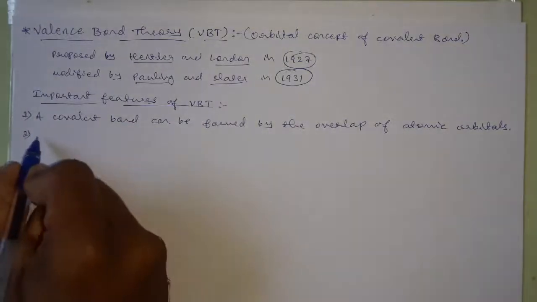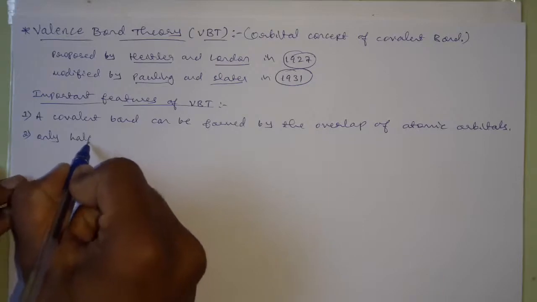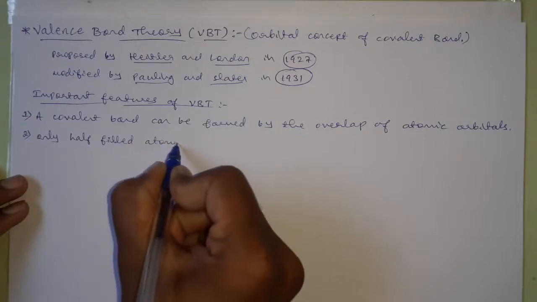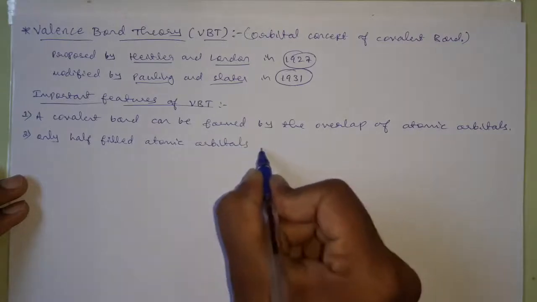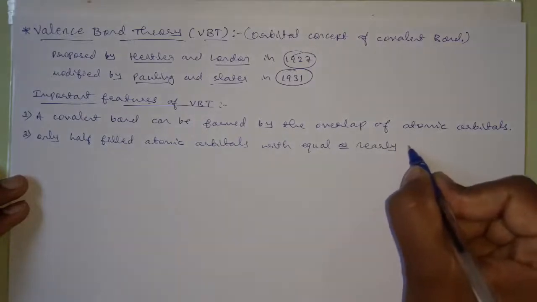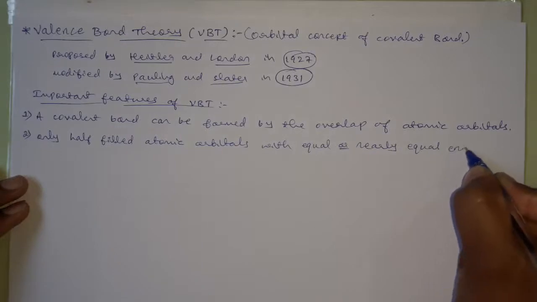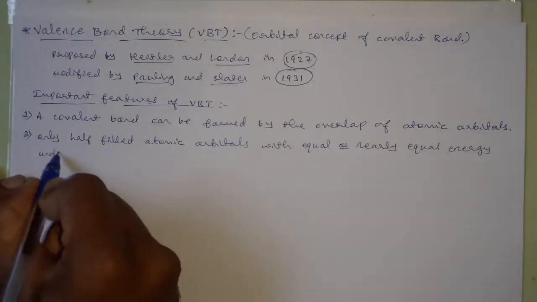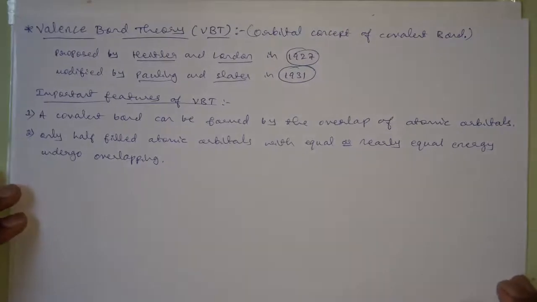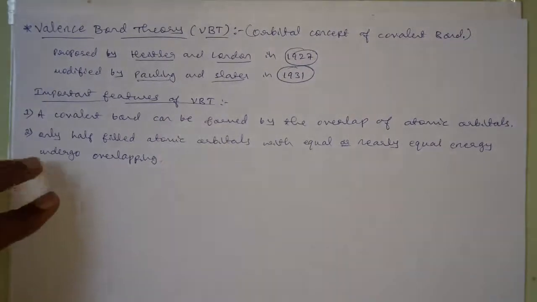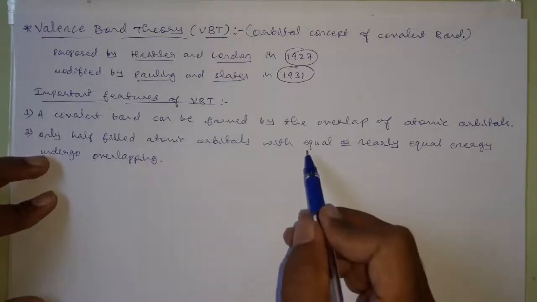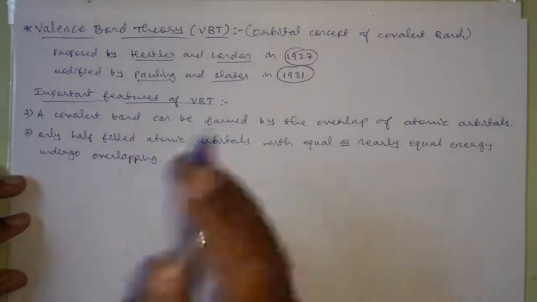Then the second point is that only half filled atomic orbitals with equal or nearly equal energy undergo overlapping. The next important feature of this valence bond theory is that while overlapping of the atomic orbitals, those orbitals which are half filled and also have equal or nearly equal energy will undergo overlapping.